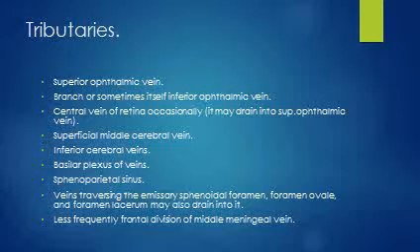Tributaries of the cavernous sinus: superior ophthalmic vein, its branch or sometimes itself the inferior ophthalmic vein, and occasionally the central vein of the retina, because it may drain into the superior ophthalmic vein. These are the veins from the orbit.